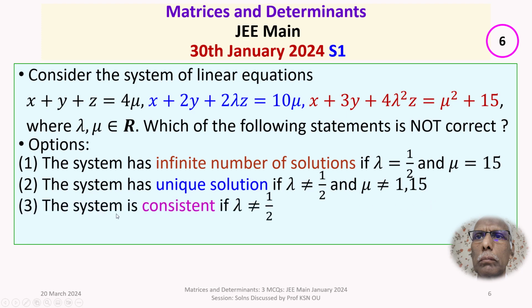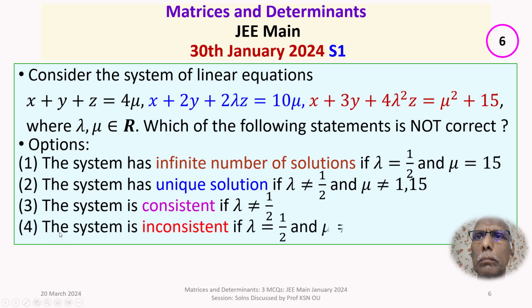Option 3. The system is consistent if lambda not equal to 1 by 2. And option 4. The system is inconsistent if lambda is equal to 1 by 2 and mu not equal to 1. If the question is asked in this fashion, then the rank method will be easier.